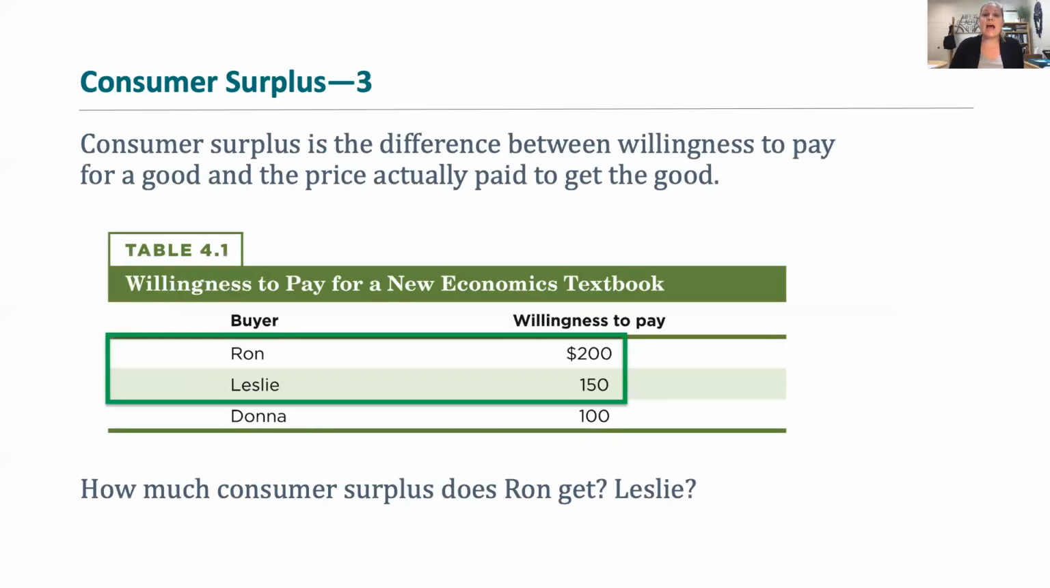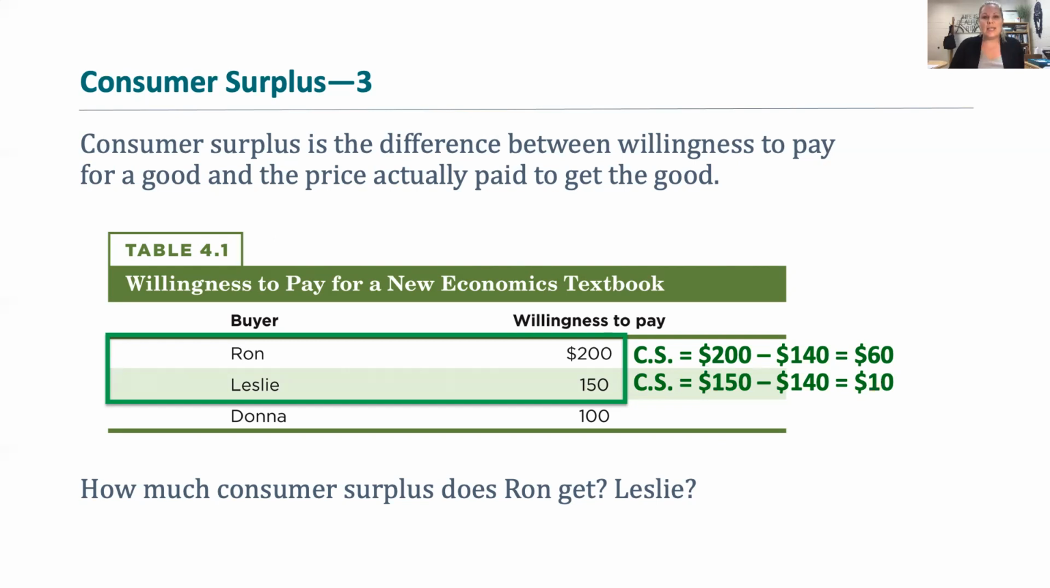Consumer surplus is the value of the transaction itself to the consumer. It's the difference between a person's willingness to pay for the good and the price that they actually pay to receive the good. So in this case, since Ron was willing to pay up to $200 for this textbook, but only actually paid $140, Ron walks away with a textbook and $60 of value in consumer surplus. Leslie, on the other hand, was willing to pay $150 for this textbook and actually paid $140. So Leslie walks away with the textbook in hand, as well as $10 in value of consumer surplus.